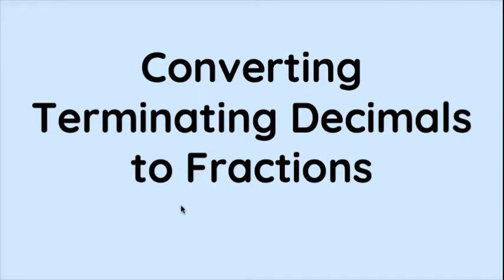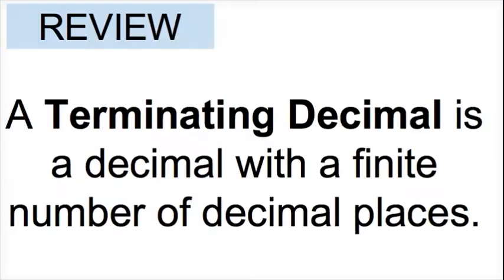We're going to discuss how to convert terminating decimals to fractions. A little review of some vocabulary. A terminating decimal is a decimal with a finite number of decimal places. And remember, by finite number, we mean a specific number. So if you have a decimal that has only 2 decimal places, and then it ends, or your decimal has 10 decimal places, then it ends. No matter what, you're dealing with a decimal that ends. So that's what we're going to look at today, terminating decimals and how to turn them into fractions.